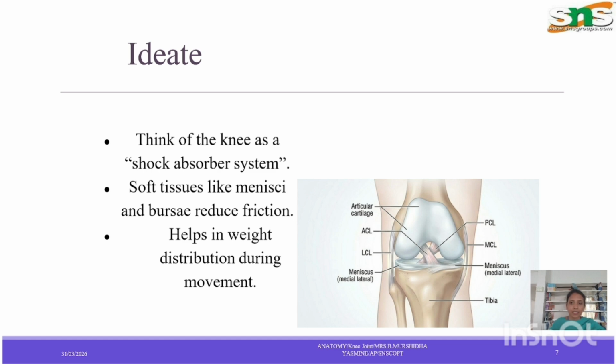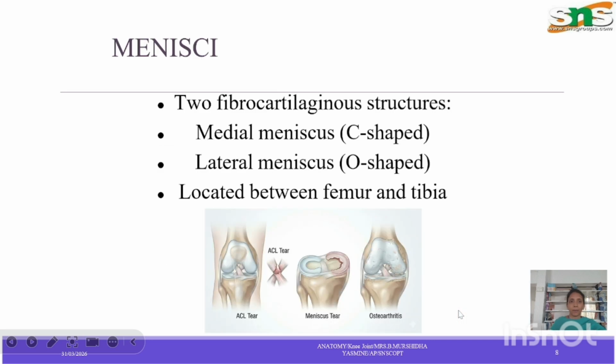As I said earlier, the tibia is the major weight bearing bone of the lower limb. So the major shock absorption happens in the knee joint. The soft tissues like a meniscus, here is the meniscus, and the bursae around it will reduce the friction so that the shock absorption happens easily. So it helps in weight distribution during the movement. The entire weight of the body is transmitted through the thigh to the tibia.